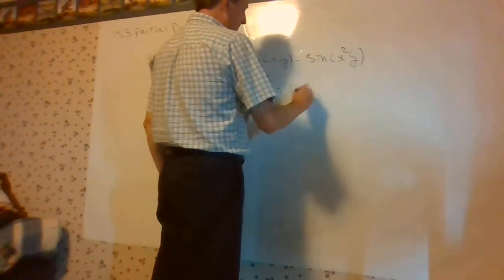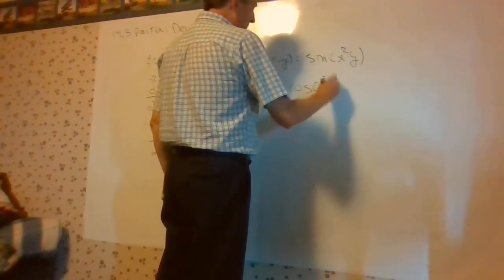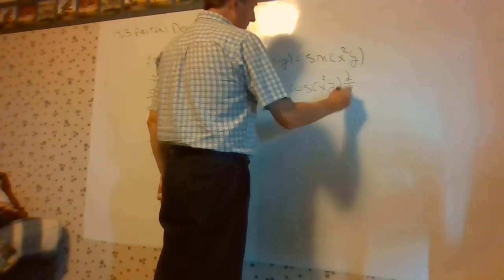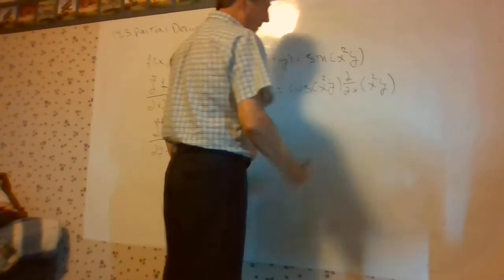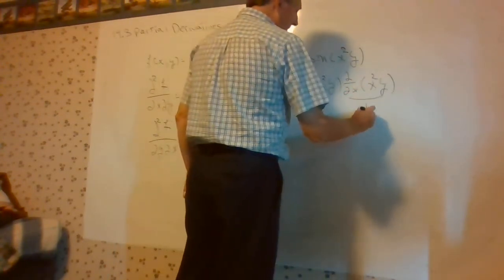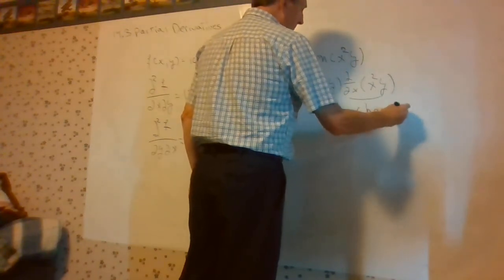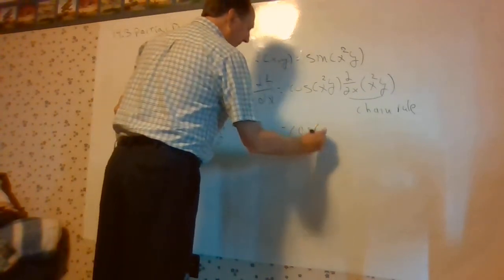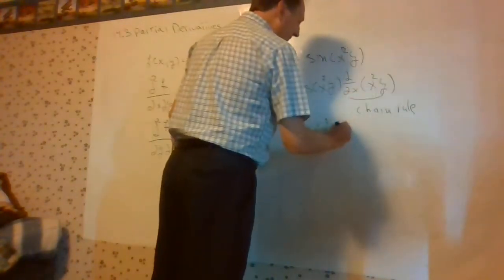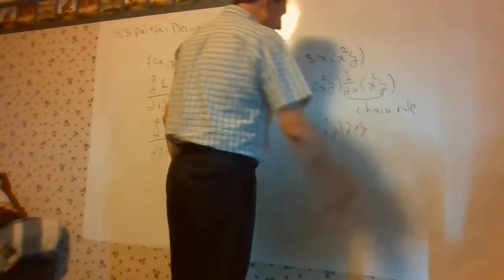Well, the derivative of sine is cosine x squared y times the partial with respect to x of x squared y. And we do that by the chain rule. And so in this case, we get cosine x squared y. Now an x partial is just 2xy, easy peasy.